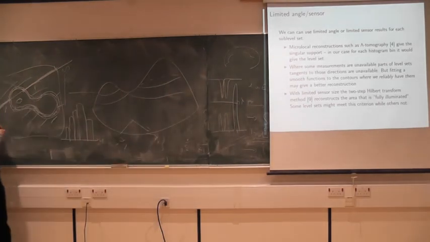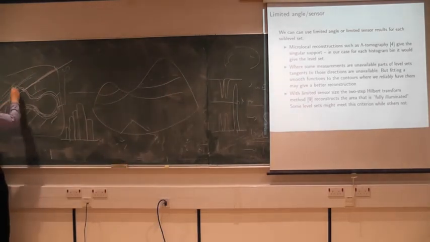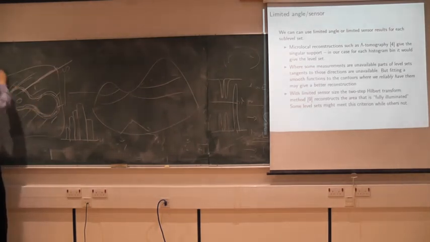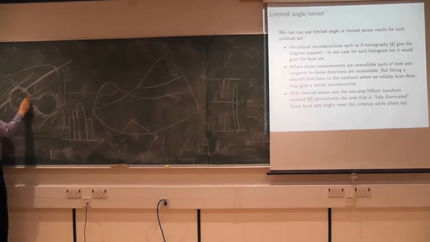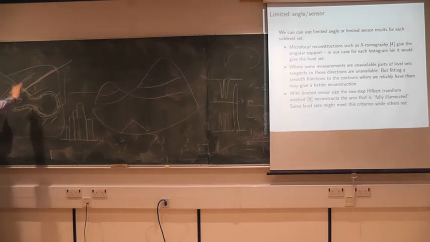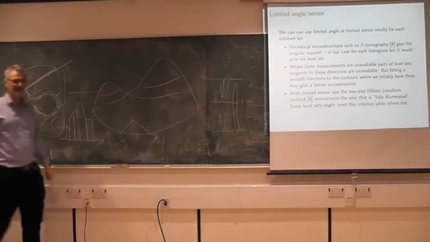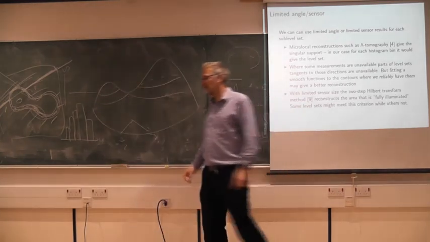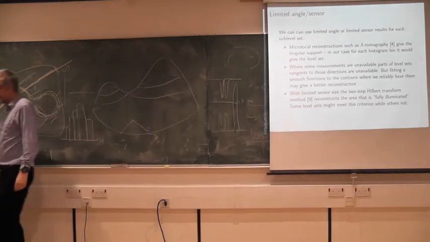So as long as I'm measuring in this angle, I'll get this bit. But if I miss out, say, this direction, then this bit will be wrong. But I still get parts of contours to fit together into a smooth function. So that does seem to be better. We've got to try this numerically. It's kind of fun.